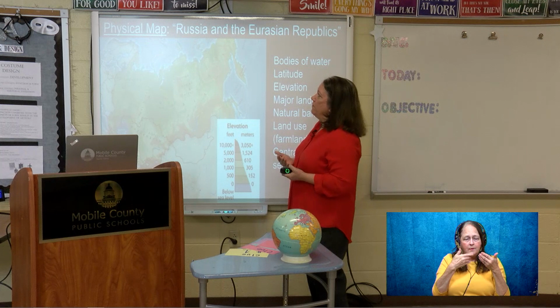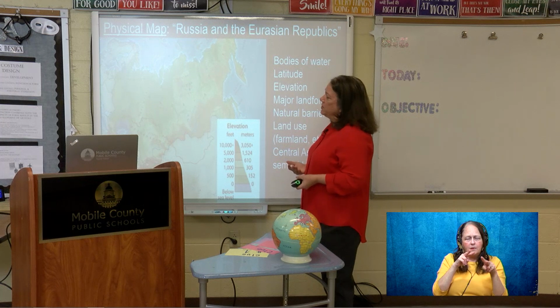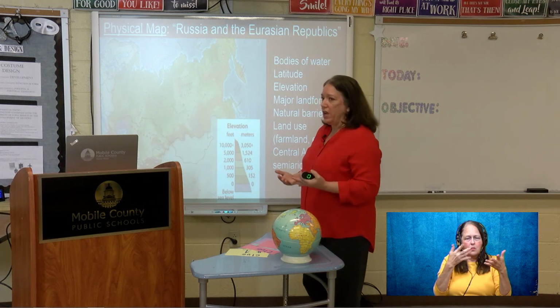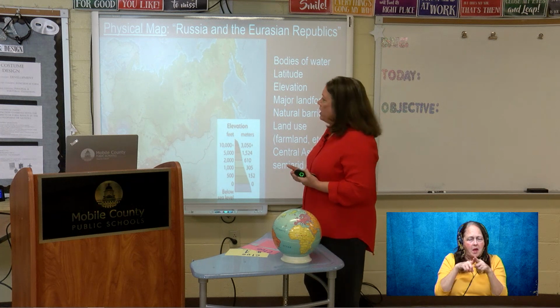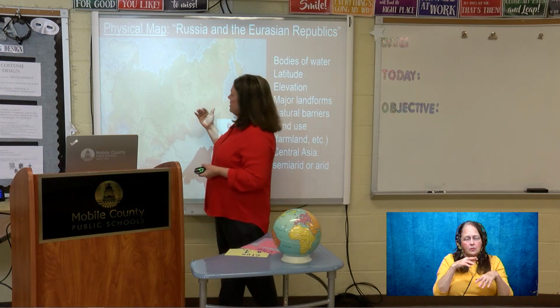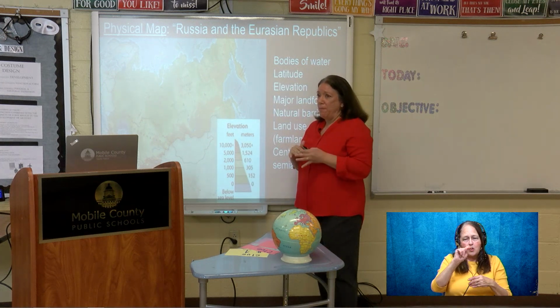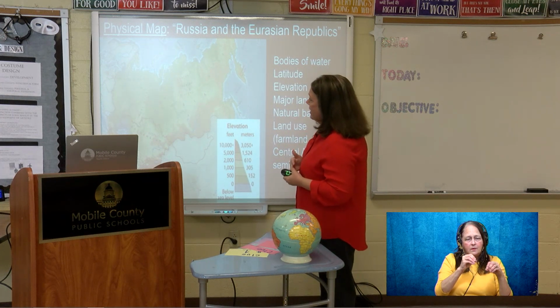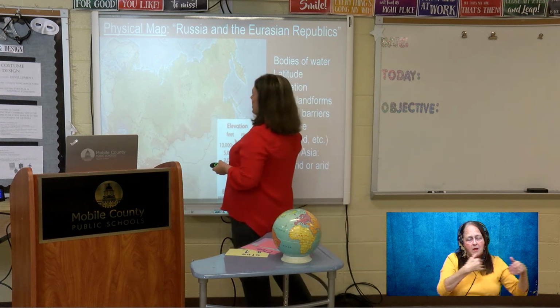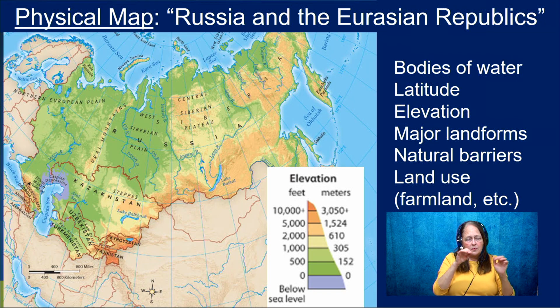Let's take a look now at a physical map of Russia and the Eurasian republics. Remember that on physical maps, we can see a lot about what the terrain and the landforms are like. We can look at the bodies of water and other things. So first, let's notice that Russia is bordered in the north by the Arctic Ocean. It doesn't have a natural border of high land, so it gets those cold Arctic winds. On the east, it's bordered by the Pacific Ocean and the Bering Sea up in the top northeast.